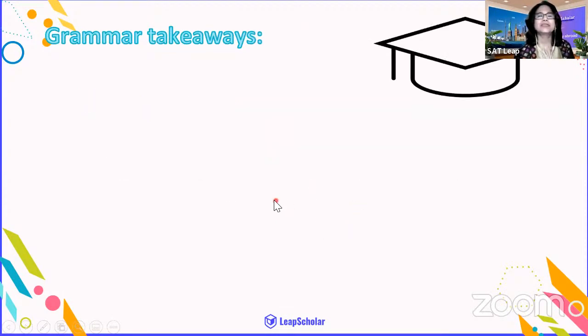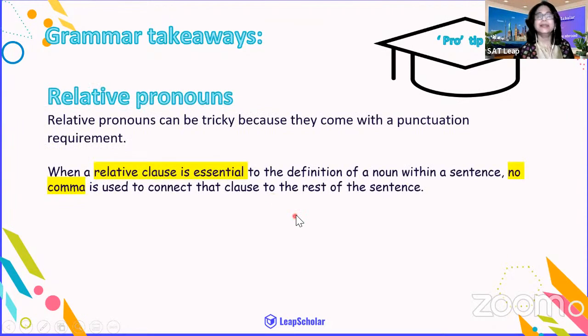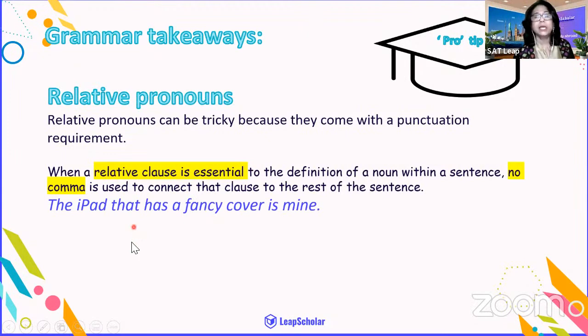Okay. So some more grammar takeaways. Relative pronouns can be tricky because they come with a punctuation requirement, as all of us were discussing just now. Many of you answered, when the relative clause is essential to the meaning, no comma is used. Now, the iPad that has a fancy cover is mine. That iPad is mine, the one with the fancy cover, not yours. Don't interchange them. So this is essential to the meaning of the sentence.